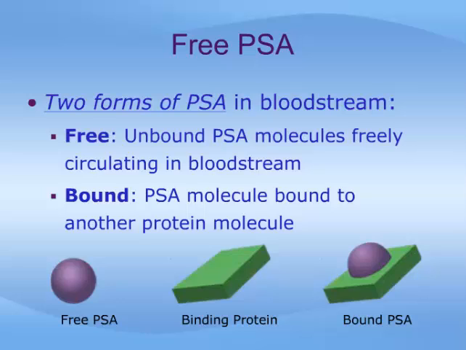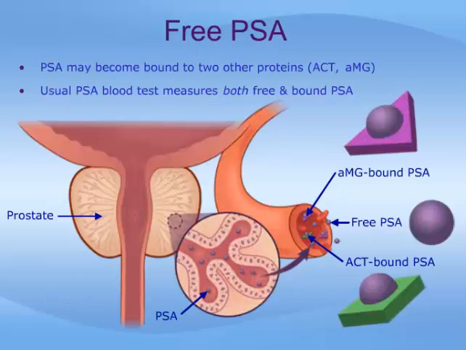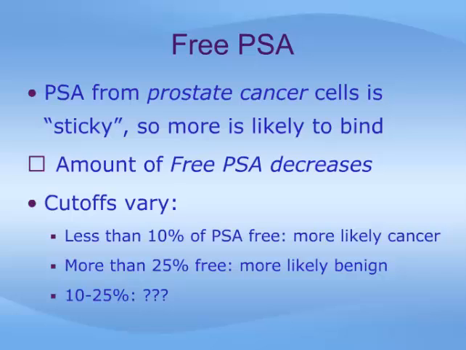In recent years, improvement in laboratory testing has allowed for the measurement of 2 forms of PSA in the bloodstream. So-called free PSA is that PSA which is floating freely in the bloodstream, while most PSA is actually bound onto another protein molecule. There are 2 such protein molecules that PSA can bind to, called anti-chymotrypsin, or ACT, and alpha-macroglobulin, or AMG. The usual PSA blood test measures the levels of free and bound PSA in the blood. PSA from prostate cancer cells tends to be more sticky than PSA from non-cancerous cells, so it is more likely to bind to these other molecules. As a result, in prostate cancer, the percentage amount of free PSA goes down.